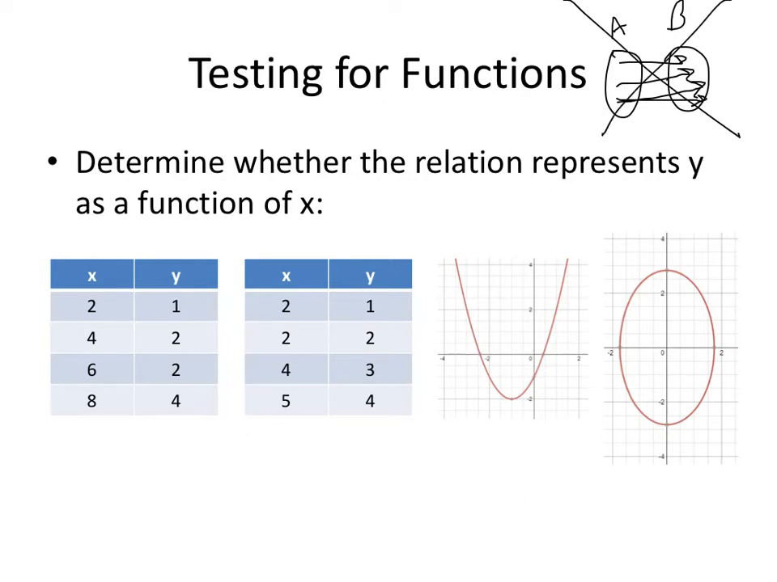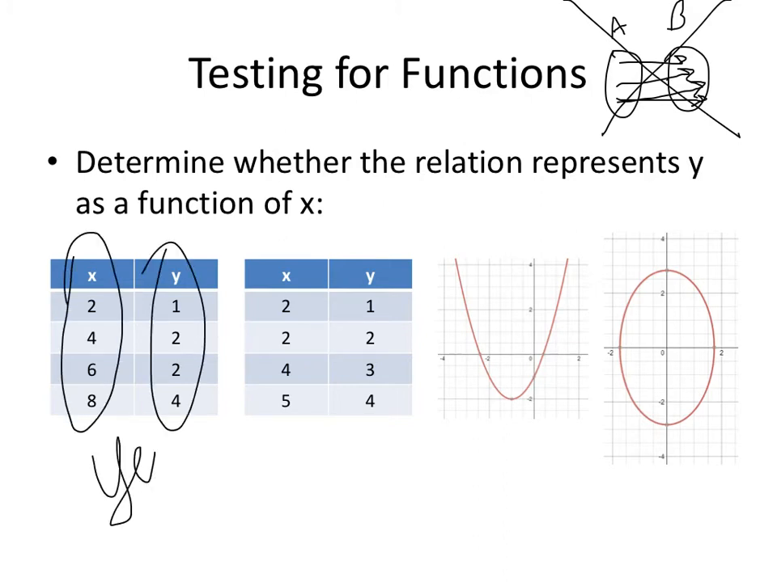So, we're looking for, do we have any x values that go to more than one y value? Well, when we're looking at tables, we can see on the first table here each x value has only one y value. So yes, y is a function of x here. But on the second table, 2, that's the same number, goes to two different values. It goes to 1 and to 2, so no, this is not representing y as a function of x.